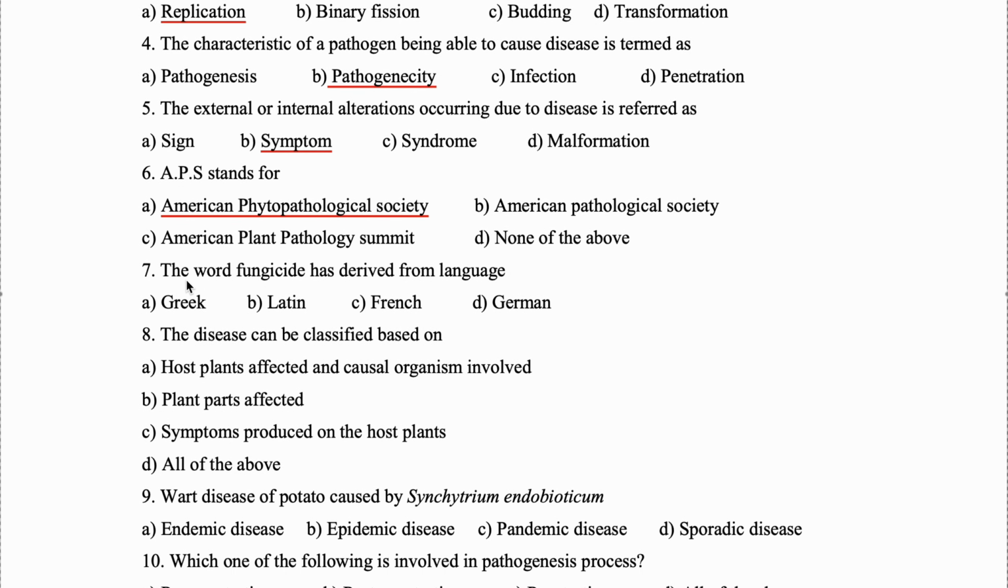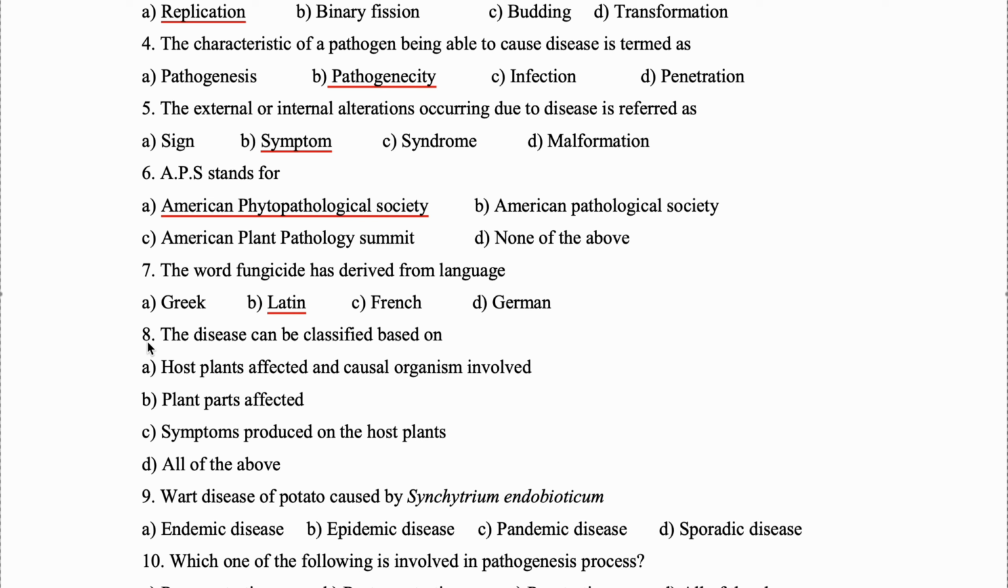Okay. So the word fungicide has derived from which language? Greek, Latin, French or German? The answer is Latin. It has actually originated from two Latin words. One is fungus, another is caedo, C-A-E-D-O. Now the word caedo means to kill. So here it comes, fungicide, killing of fungi.